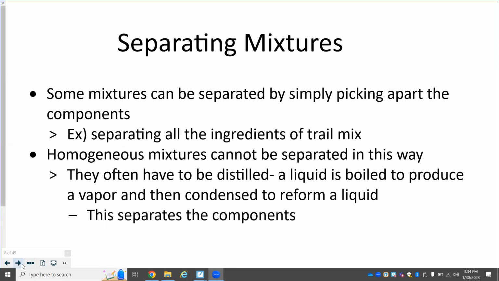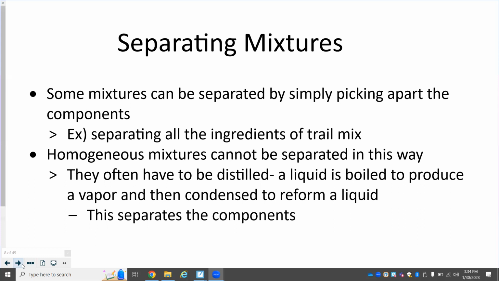With mixtures, we said these can be physically separated. So looking at how these are actually separated. Some mixtures can be separated simply by picking apart the components. So going back to our trail mix, say that you don't like raisins, you can pick out the raisins and eat the rest. The particles are large enough for you to be able to separate them just by picking out pieces with your hand.